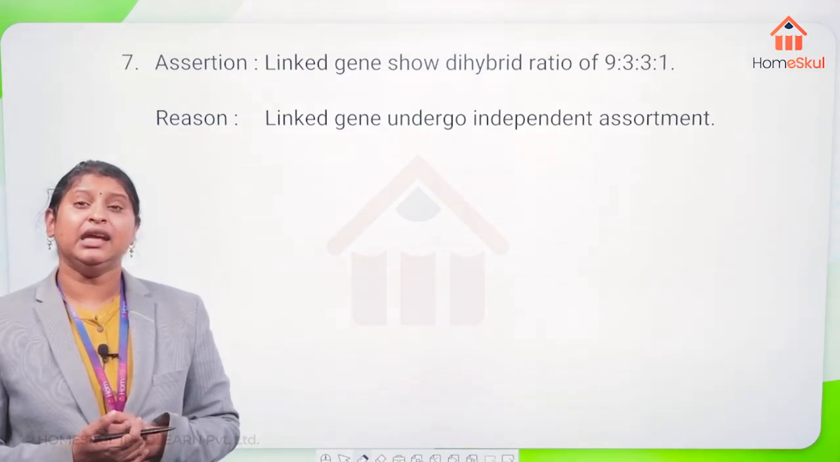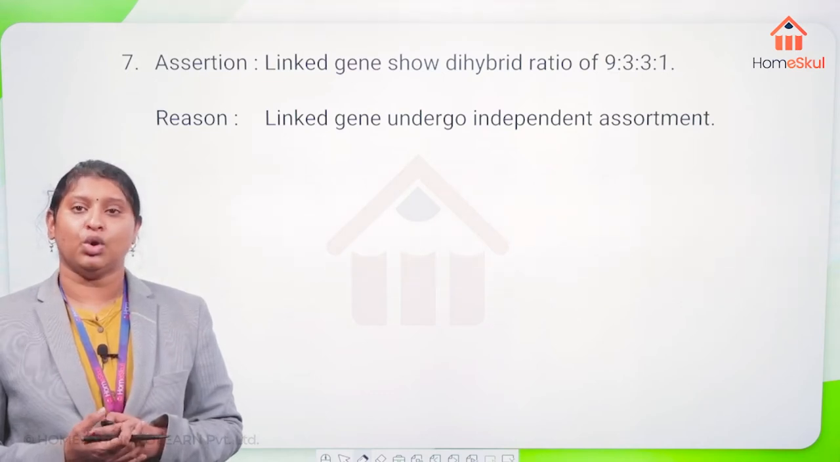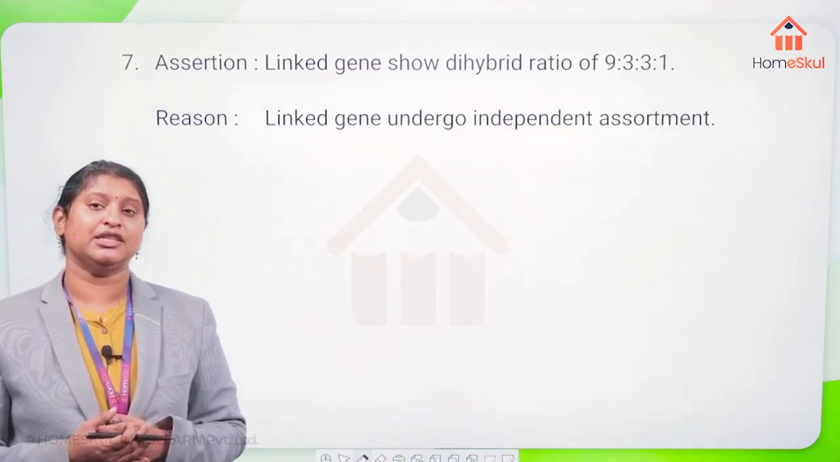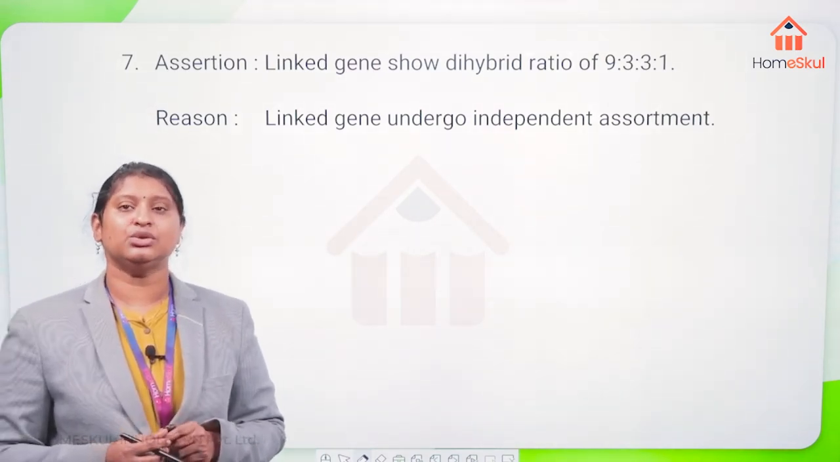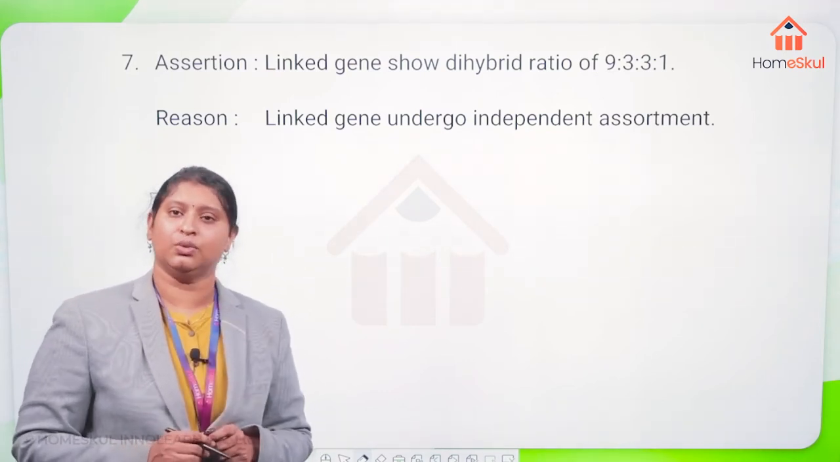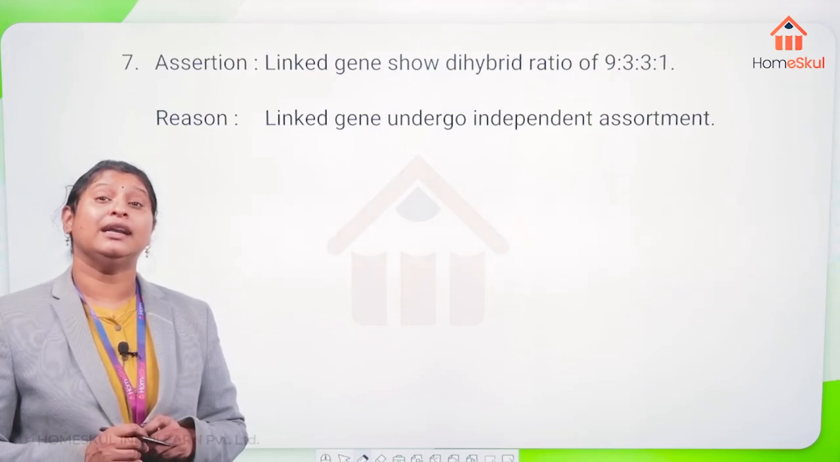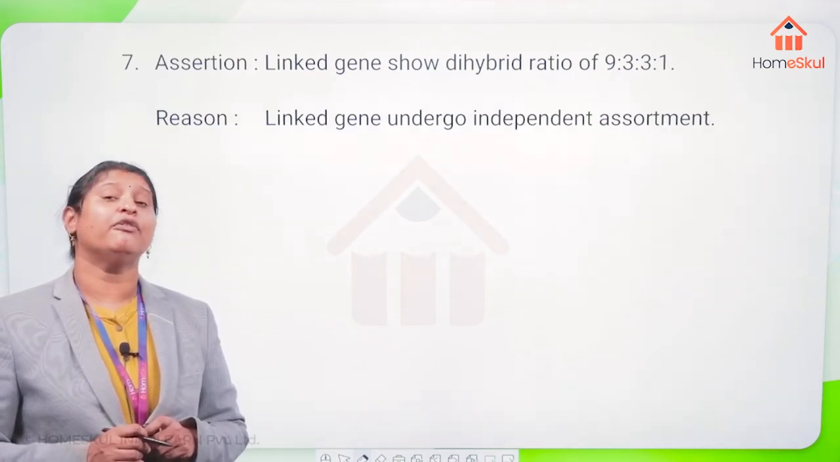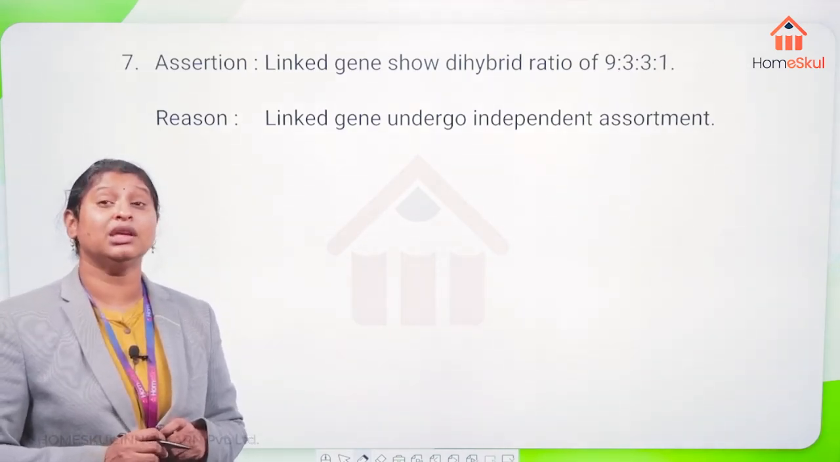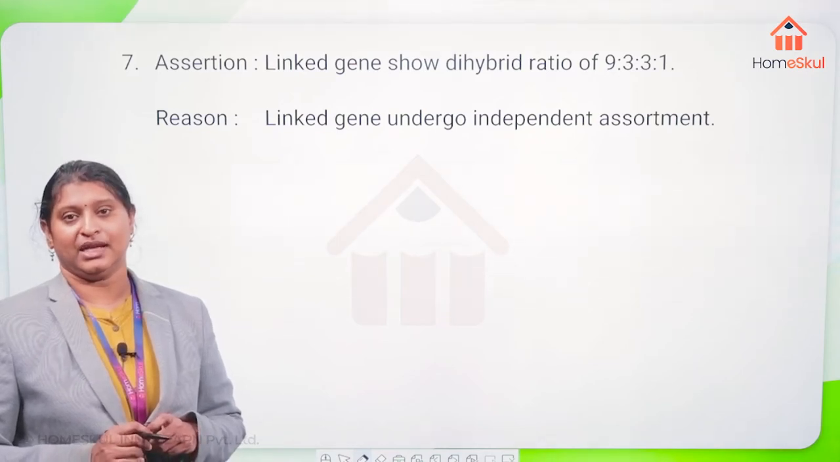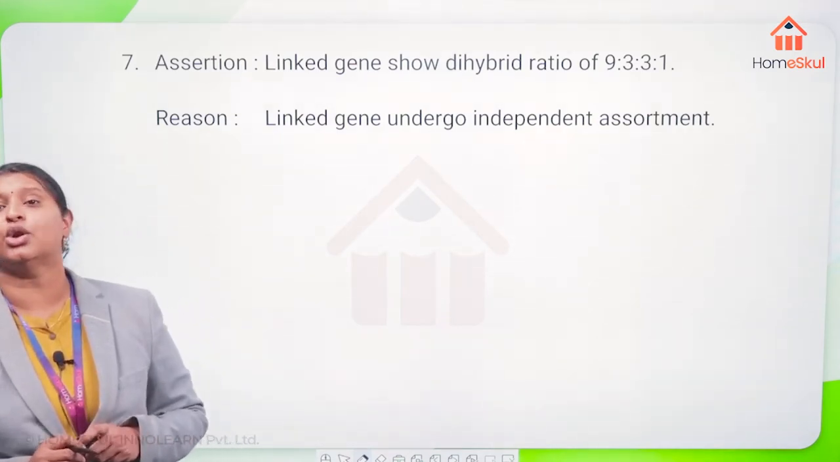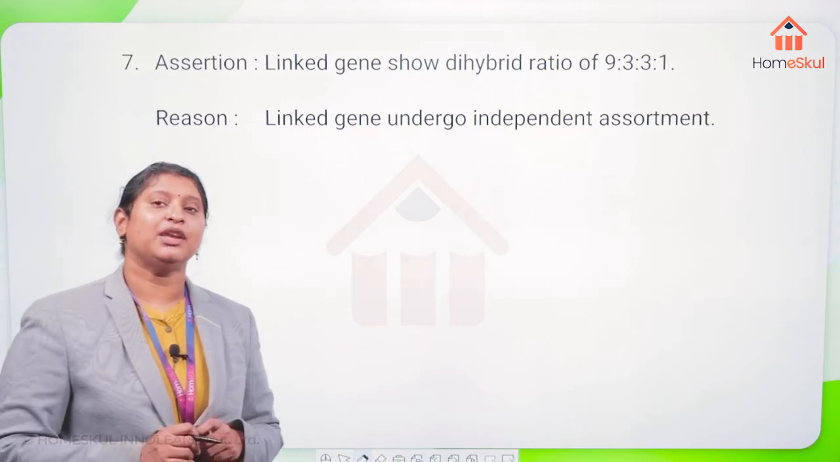Assertion is, linked genes show dihybrid ratio of 9:3:3:1. Is that assertion correct or wrong? Can you answer me?